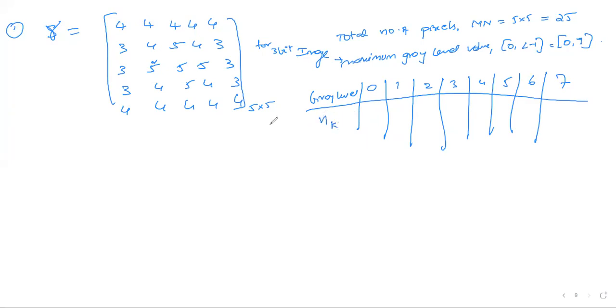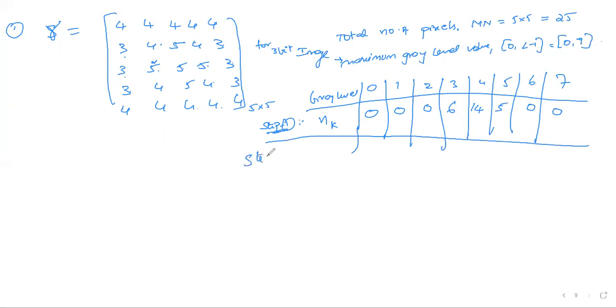You have to calculate nk. Step 1, nk. Number of zeros we don't have here. Number of ones also don't have. Number of twos also don't have. Number of threes: 1, 2, 3, 4, 5, 6, so 6 are there. Number of fours: 1 to 14, we have 14. Number of fives: 1, 2, 3, 4, 5. Sixes 0, sevens 0. Okay, this is step 1.